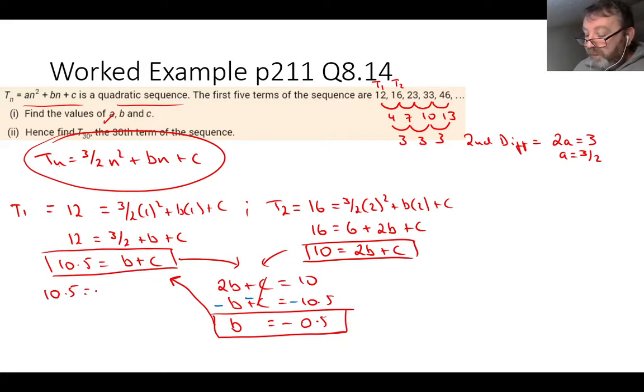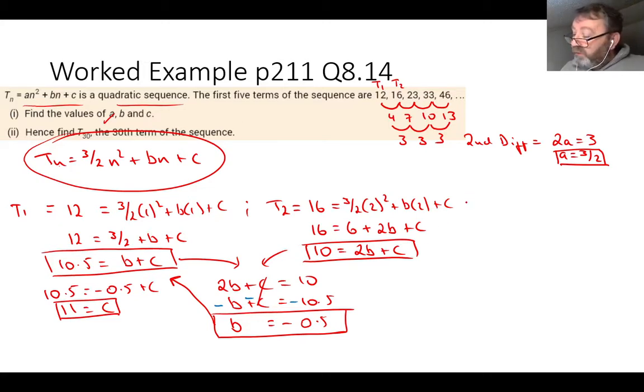10.5 equals minus 0.5 plus c. So therefore, add 0.5 to both sides. 11 equals c. So I now have a. Where's a? Up here. Which is the leading coefficient, the coefficient of the n squared term. b is minus 0.5, and c is 11. So that means that I can now write out my T of n formula fully as T of n equals 3 over 2 n squared minus 0.5n plus 11.